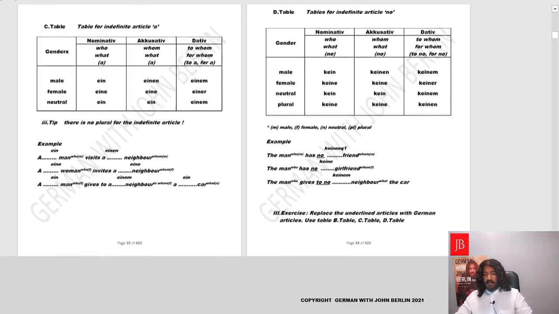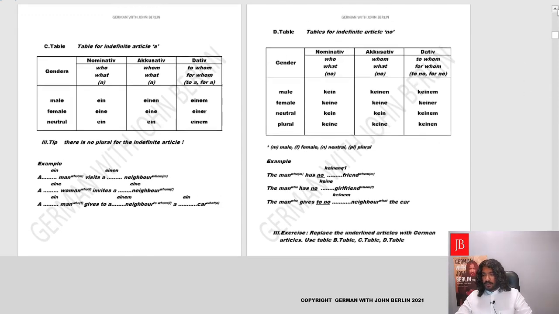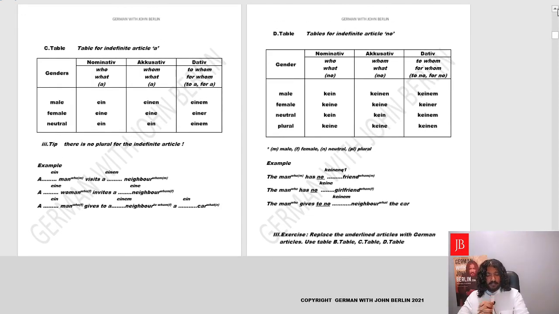Here we have the next table, and this is about indefinite article. Yes, not specific, simply a person. So let's have a look. It's also defined according to the genders and the cases. So let's find directly the questions here, illustrations. A man visits a neighbor. Who visits whom? A man. So who? Man is masculine. We'll say ein. Yes, ein Mann visits a neighbor.